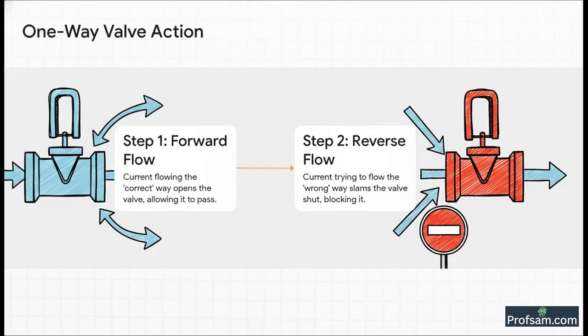Let's break it down. When the current is flowing in the, let's say, correct direction or the forward direction, the valve just opens up and lets it pass through, no problem. But the moment the current tries to flow backward in the wrong direction, that valve slams shut. It's blocked completely. It's basically a one-way street for current.